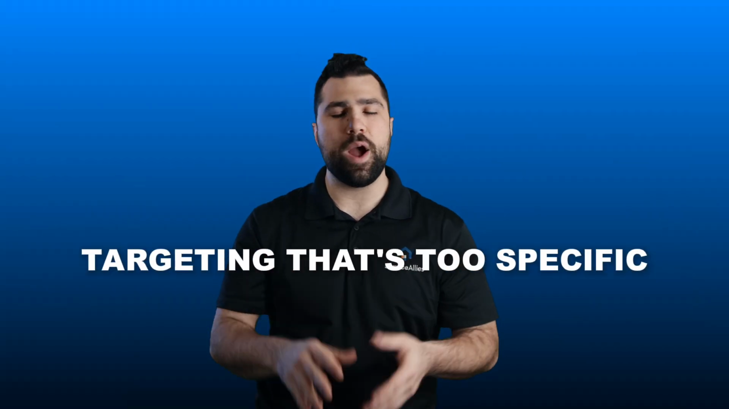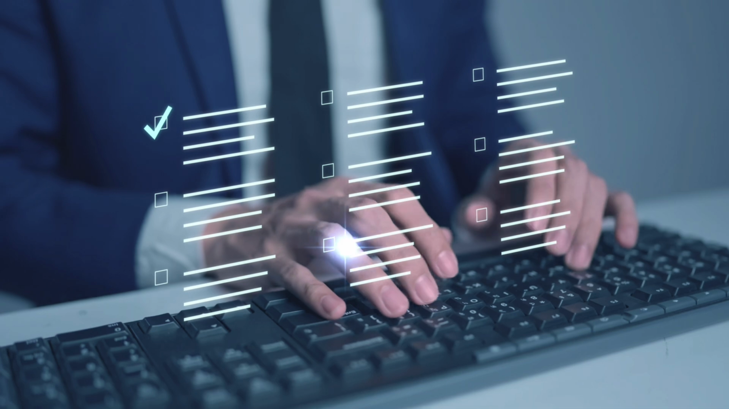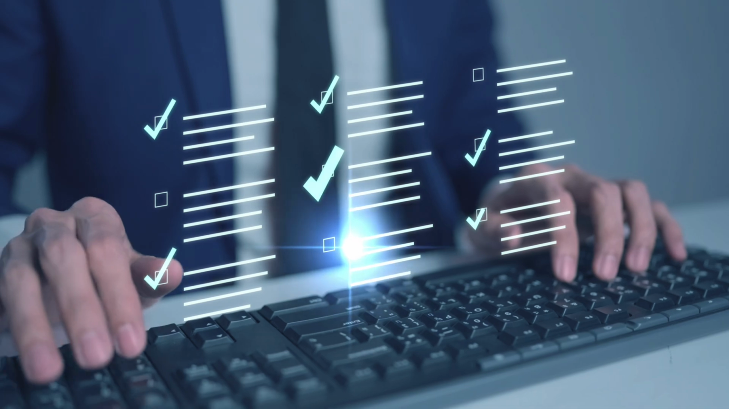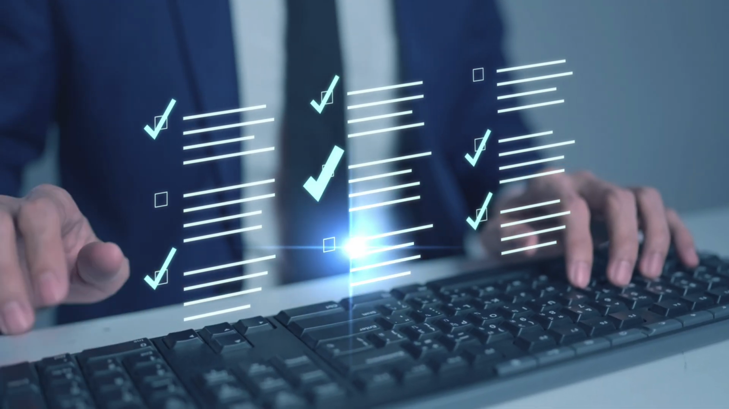Number 3 is targeting that's way too specific. So I'm talking about adding special interests in there, people who are interested in home improvement, people who live in these top 10% of zip codes, people who are married, people who have kids, people who this, that. Facebook does have a lot of great targeting options that you can add in. So it's tempting to just throw a bunch of them in there. The thing is, what tends to happen is you end up narrowing it down way too much so that there's actually not enough people to get in front of for the algorithm to do its job to show your ad to the right people.